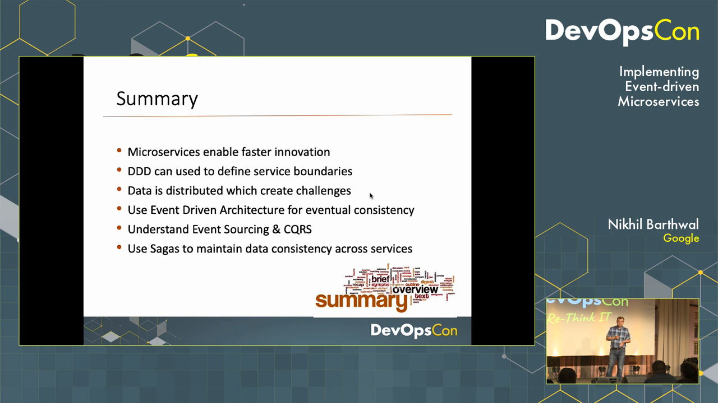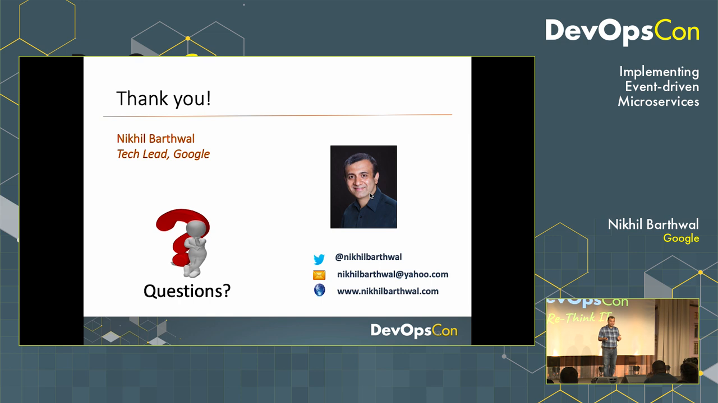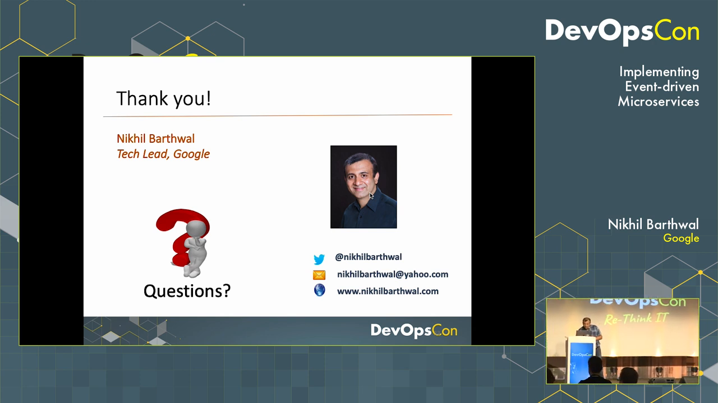We looked at event sourcing and CQRS patterns that you need for event-driven architecture. And finally, we looked at sagas, at least an overview. Sagas itself is a big topic, of course, of how you would maintain data consistency across services. With this, I would like to thank you guys for listening. And I have about 15 minutes actually left. So I'll be happy to take any questions.